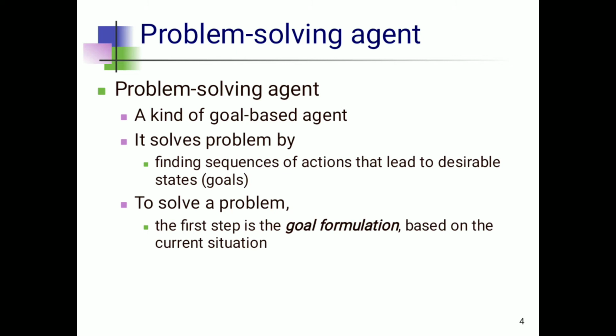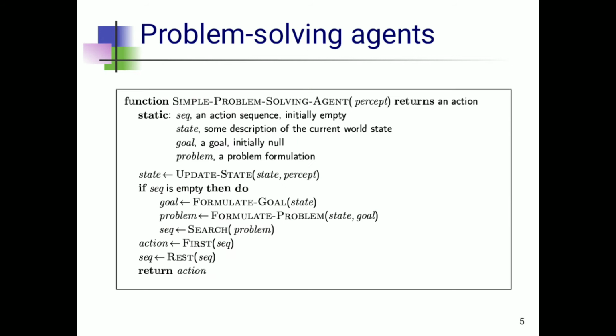To solve a problem, the first step is goal formulation based on the current situation. So whenever the problem solving agent is executed, its very first step is the goal formulation and the agent performance measure. We have to formulate the goal as well as the performance measure. Problem formulation is the process of deciding what actions and states to consider given a goal.